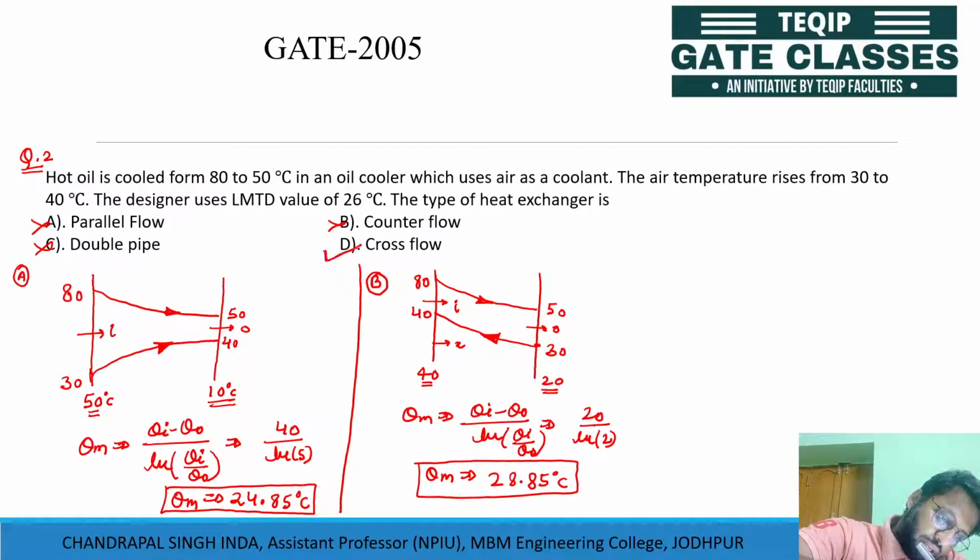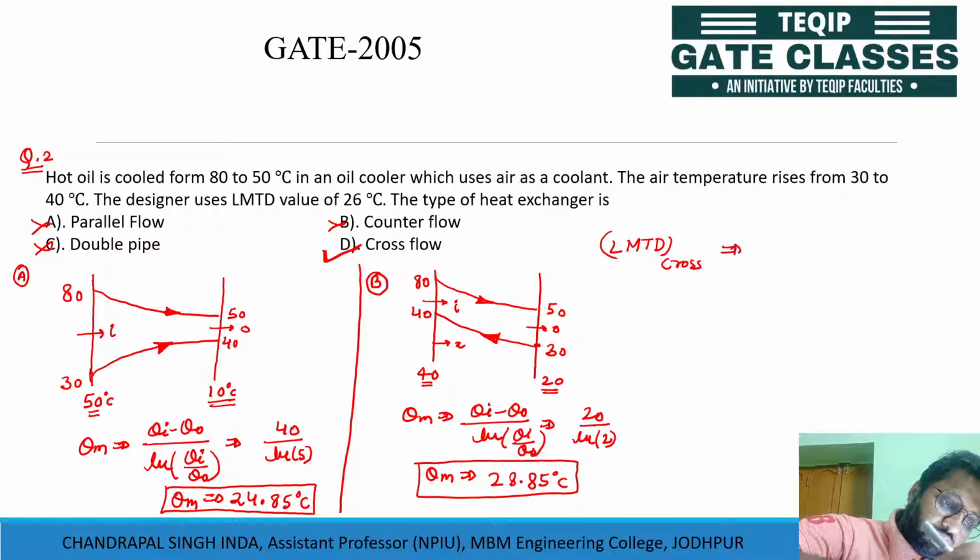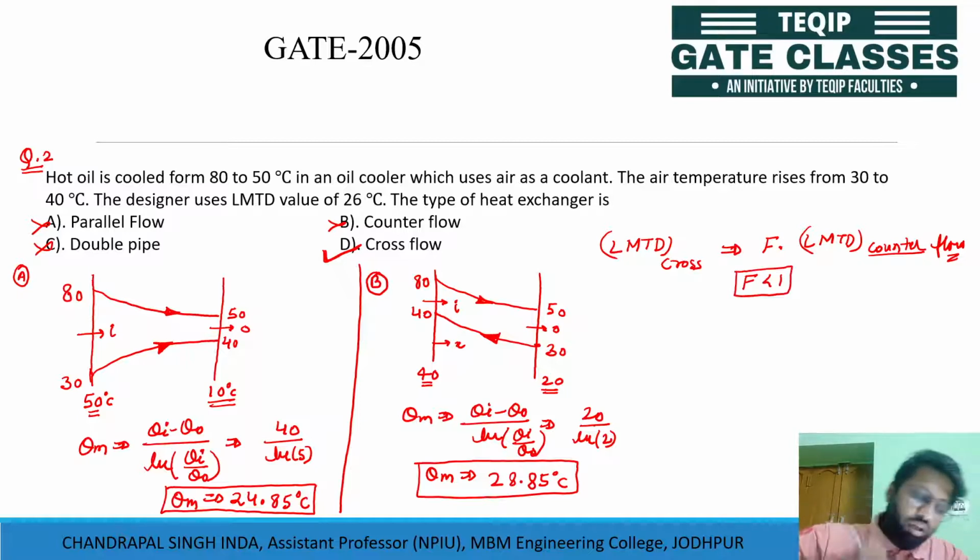So option D is correct, that it is a cross flow heat exchanger, as the LMTD of the cross flow heat exchanger is equal to the correction factor F times the LMTD of the counterflow heat exchanger, and the value of F is lesser than 1. So here the value of LMTD for the cross flow is 26 degrees centigrade.